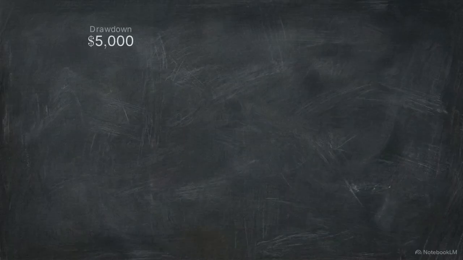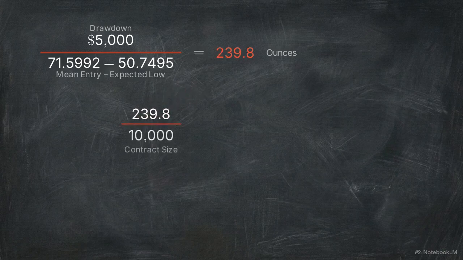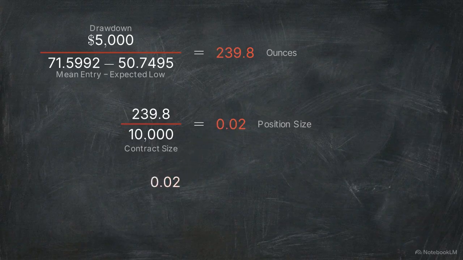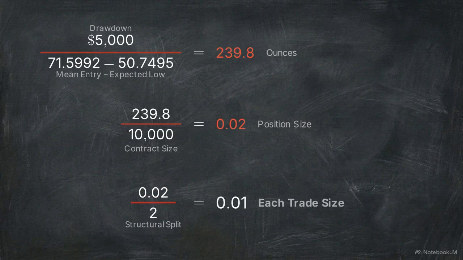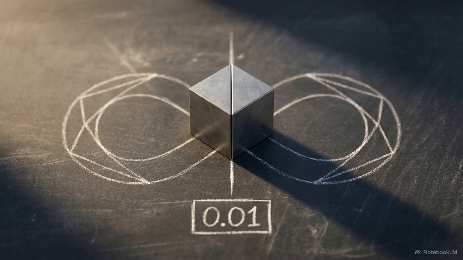Dividing the $5,000 drawdown by the difference between mean entry and expected low price yields 239.8 ounces. Dividing this by the 10,000-ounce contract gives a 0.02 position size. Having that dictates exactly 0.01 for each trade size. Presenting this each trade size output is a mandatory structural requirement of the Market DNA model.